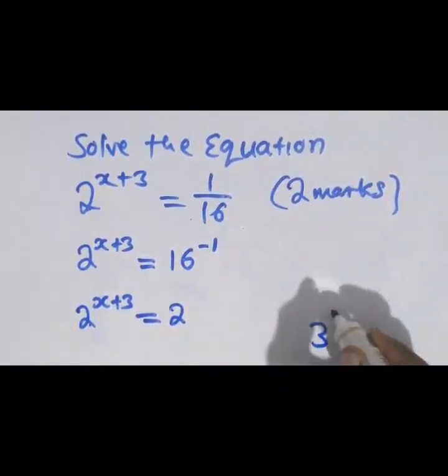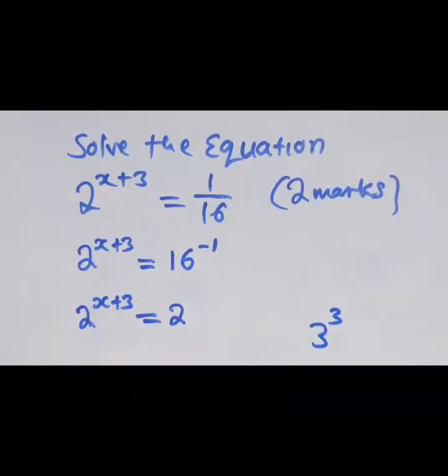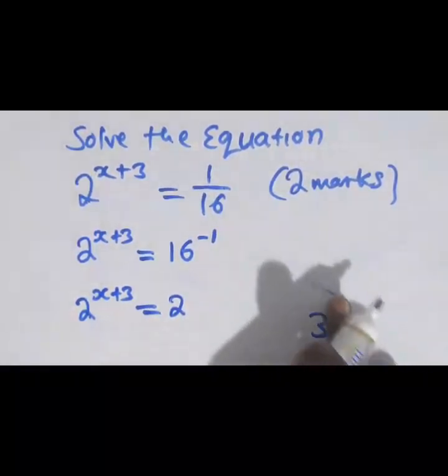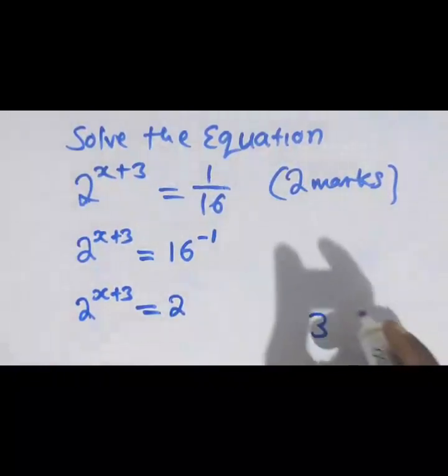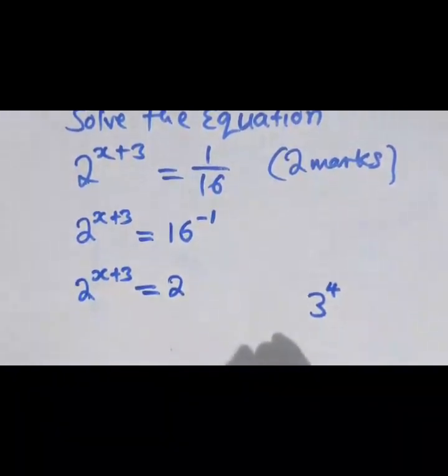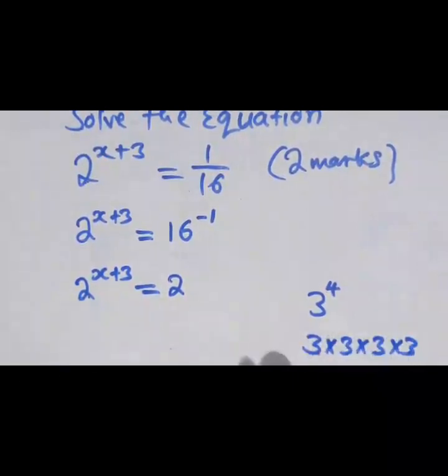For example, if I say 3 to the power 3, or let me say 3 to the power 4. What does 3 to the power 4 mean? It means 3 times 3 times 3 times 3. That is what it means. So 3 times 3, it is what? It is 9.